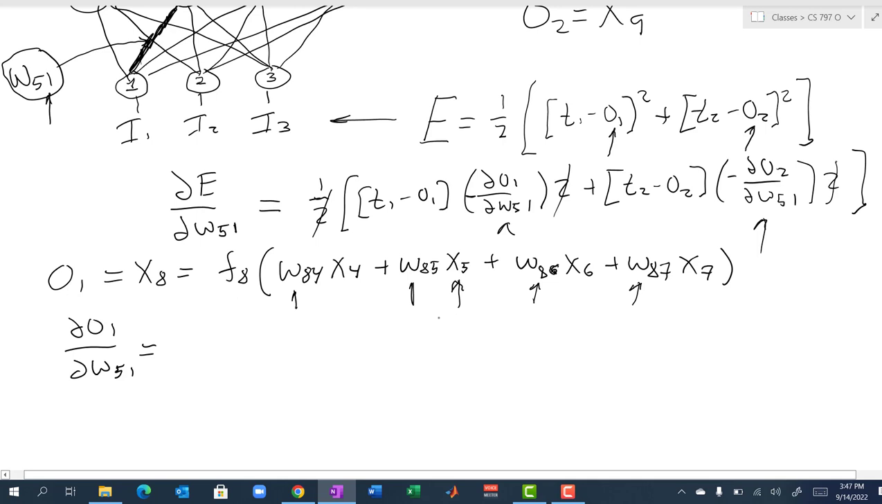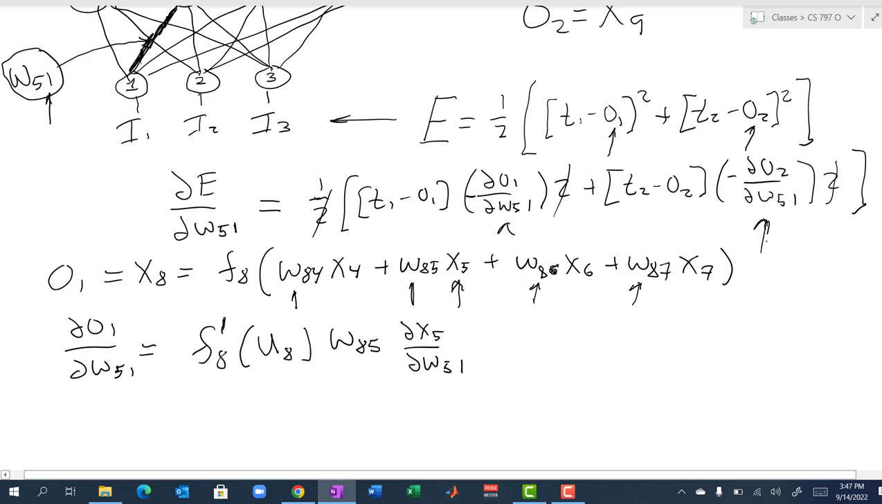So differentiating, we get the derivative of f. We're going to call out that stuff inside. That's the terminology we've used before. That's the net input for neuron 8. So that makes it easier to write this. And then we end up with W85, and then the derivative of x5 with respect to W51.